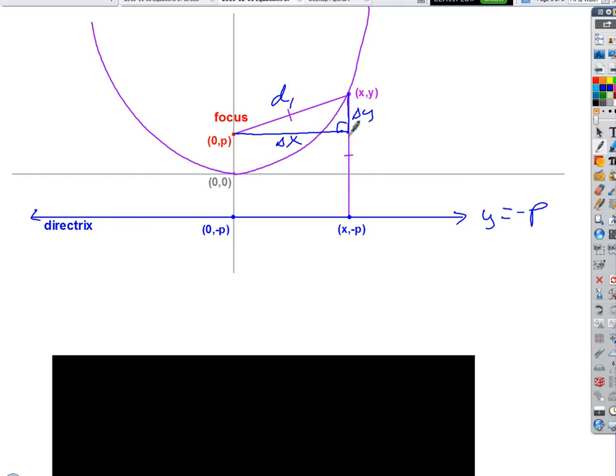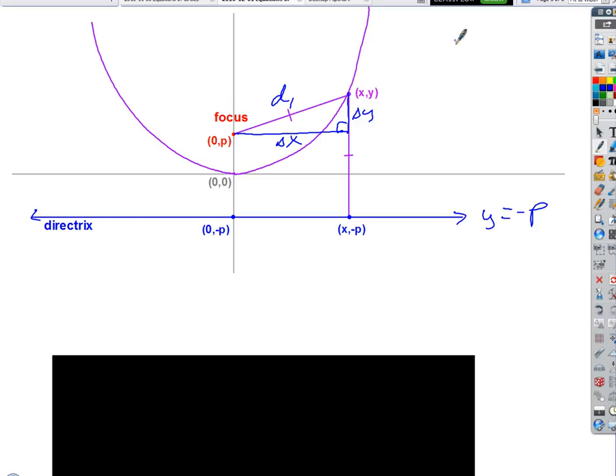What are the coordinates of that point right there? Well, that's 0, p. And what's the x coordinate of this one? Yeah. So then what's the difference? What's the change in x? That's 0, right? What's this? So what's the change in x?